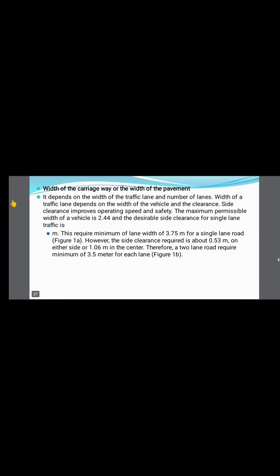Therefore a 2-lane road requires a minimum of 3.5 meters for each lane. In the case of a 2-lane road, how much should we have minimum? We should have a minimum of 3.5 meters on each lane. But in the case of a single lane, it must have 3.75 meters of carriageway. So if you are going with multi-lane work, for each lane you should consider 3.5 meters. This is the width of carriageway.